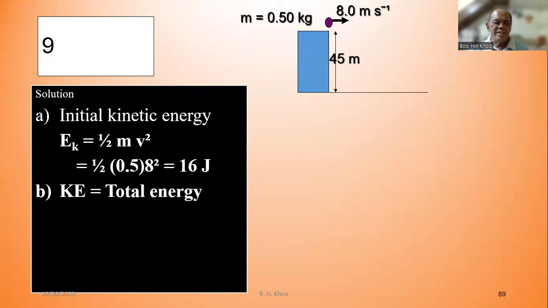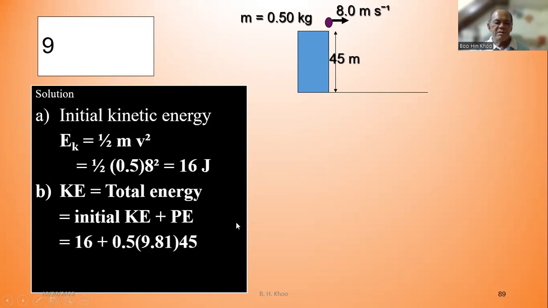So initial kinetic energy, you want the total energy. So kinetic plus potential. You want the kinetic energy at this part there, and it moves down. So it is equal to the total energy, so it's initial kinetic plus the potential energy. So we have calculated there: initial kinetic energy, potential energy mgh. That's the mass, that's the height, and 9.81 you have to use, cannot use 10. Calculate it out.